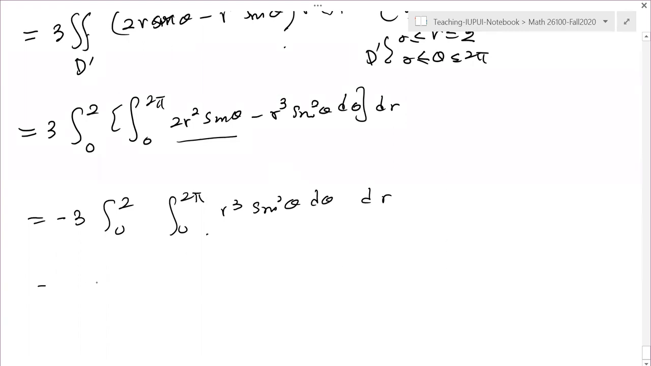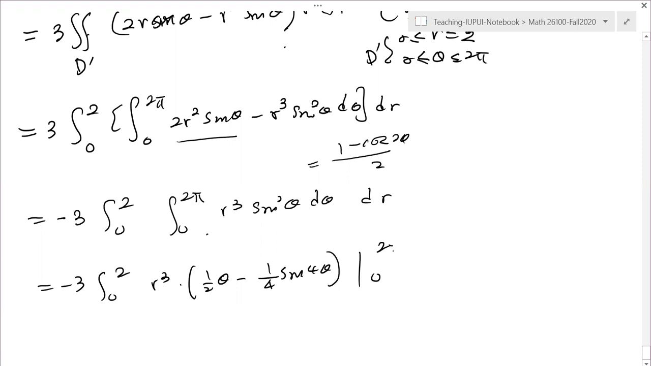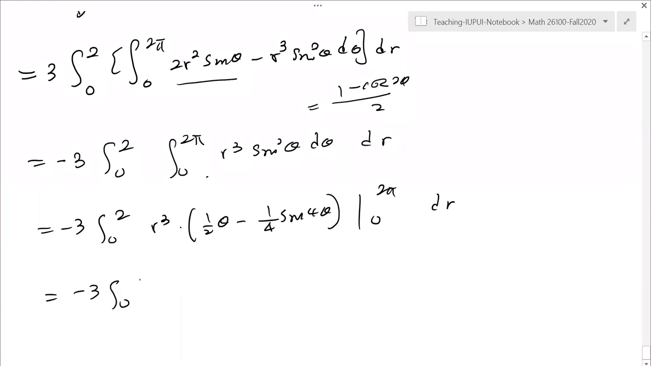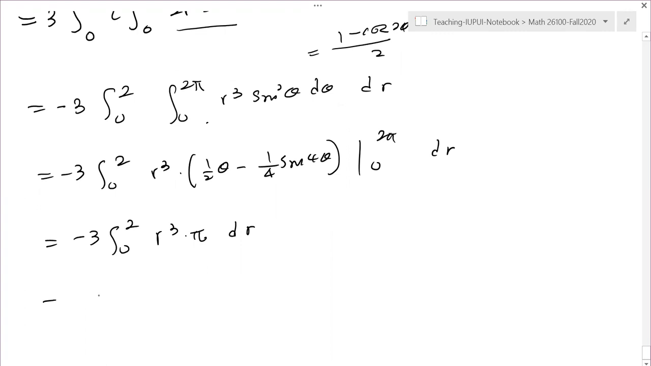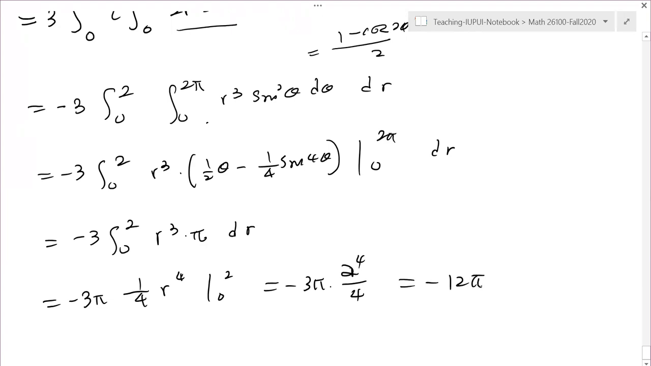So to evaluate this inside one, I didn't need to find the antiderivative because sine squared theta is going to be 1 minus cosine 2 theta, divided by 2, right? So the antiderivative of that function will be half of theta minus a quarter of sine 2 theta, okay? Evaluate at the two endpoints, and only the first term is not going to be 0. Okay. So 2 pi over 2 is just pi. All right. Then you find the antiderivative of r cubed. It's a quarter r to the 4th power. Okay. So my answer is 2 to the 4th power over 4. So that's just minus 4 pi.